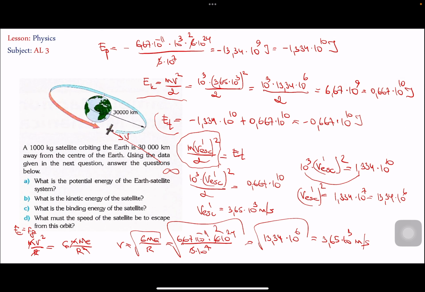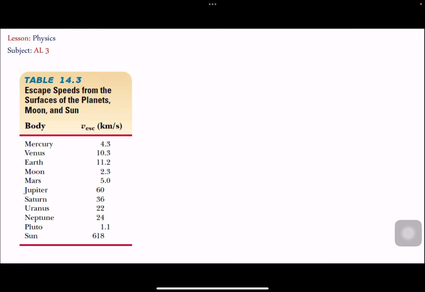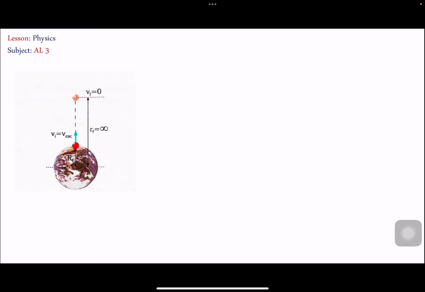So let's try to find out the escape energy that's required to give to a certain object that's exactly on the surface of Earth and to launch it to infinity. Now it's not moving exactly. We suppose that it's not moving, so the speed here is zero.